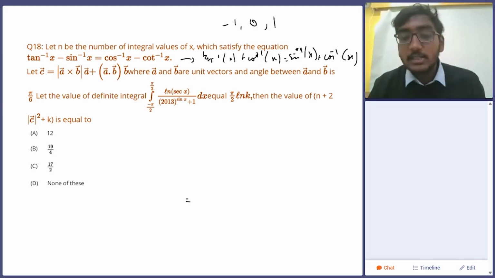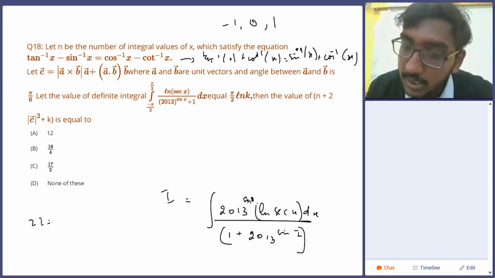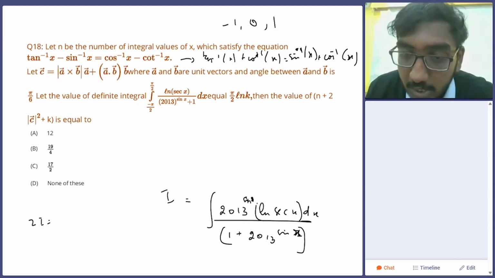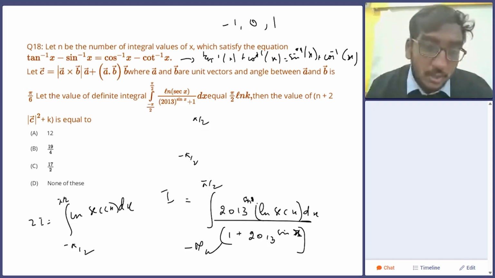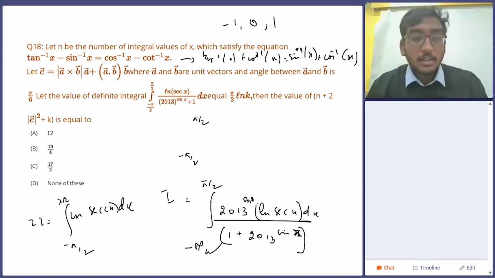2013 power sin x will get cancelled with the 1 plus 2013 power sin x in the denominator, right? So it will be only 2I. The limits are from minus pi by 2 to pi by 2, right? 2I will be the integral of ln sec x dx. And due to symmetry, it can be written as 2 times the integral from 0 to pi by 2 of ln sec x dx, right? So this 2 with this 2, I will be the integral from 0 to pi by 2.